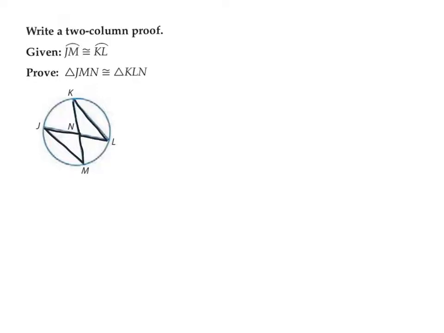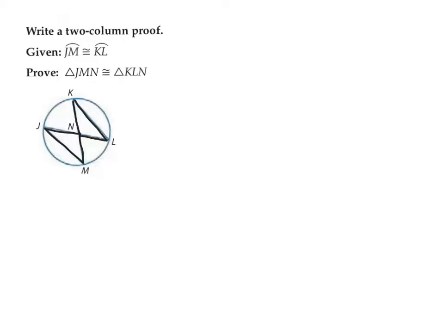How can we prove that two triangles are congruent? Do you guys remember the theorems that we had to prove triangles are congruent? We could either use side-side-side or side-angle-side. Those are the theorems that we're going to use to prove that triangles are congruent. Now let's see what information we're given so far.